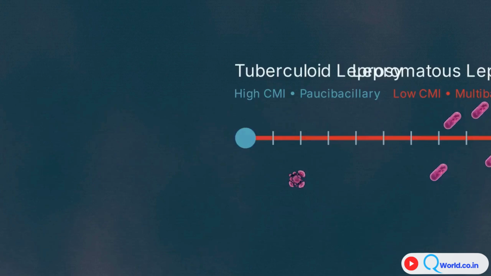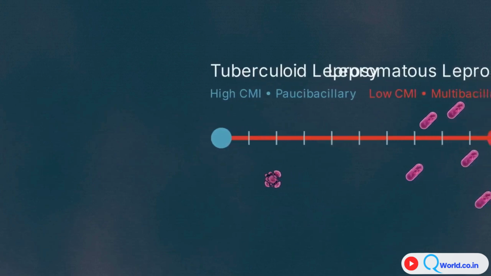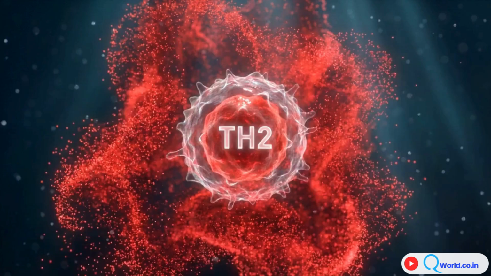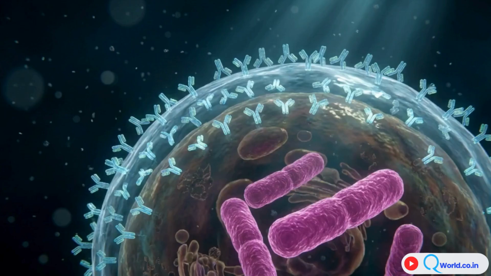Moving to the opposite end of the spectrum, patients with a deficient cell-mediated immune response develop lepromatous leprosy. Here, the immune system defaults to an exaggerated T helper 2 response. Driven by interleukin-6, 8, and TNF-alpha, the body triggers a massive, unhelpful polyclonal B-cell activation, producing antibodies that cannot reach the intracellular bacteria.